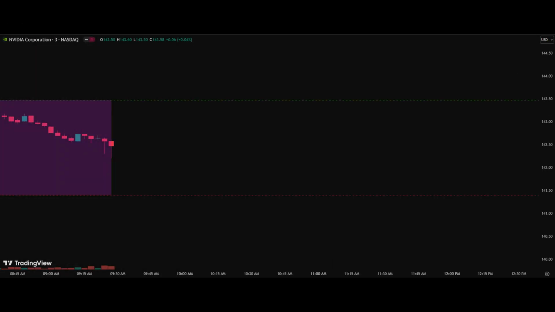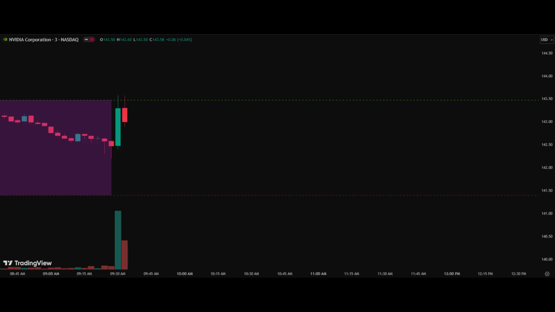In this scenario, we'll once again be using NVIDIA on a 5-minute chart. Just like in our previous setup, we're starting right at the market open. Naturally, we'll need to wait for a few candles to form before considering any trade entries. Right out of the gate, buyers drove the price slightly above the pre-market high, but sellers quickly stepped in, causing the candle to close just below that level.